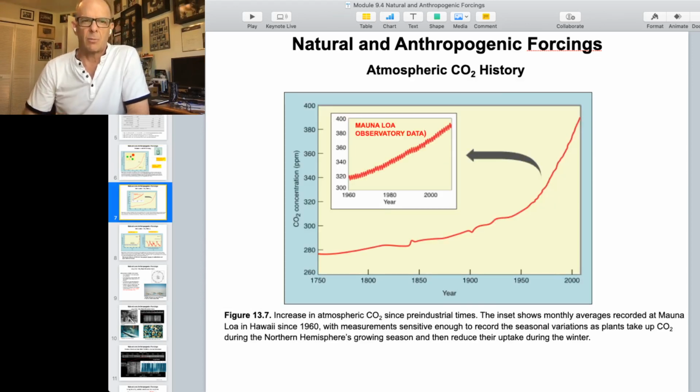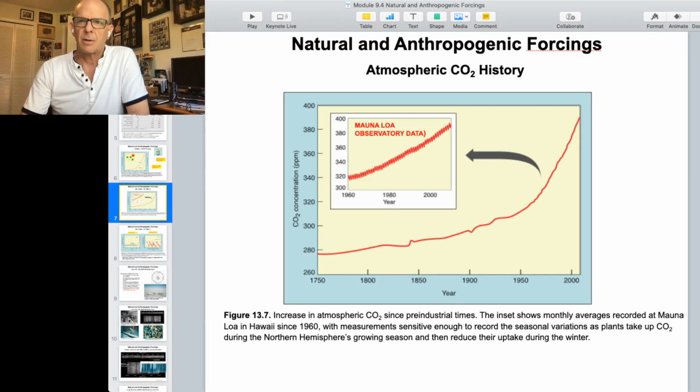And then more famously, the increase in the amount of carbon dioxide in the atmosphere over time, going back to the beginning of the Industrial Revolution, where it was at about 270 parts per million. And that works out to about 0.027%. And it is now over 400. This chart is a little bit out of date, and it's increasing quite rapidly.